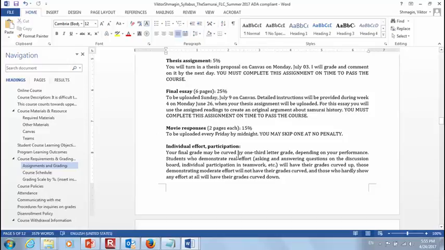Movie responses. You will have every week, as I said, a movie, and we're going to use these movies as real sources on our present day engagement with samurai culture. So, please upload these every Friday by midnight, the same as your teamwork assignment. So you may want to be judicious with when you do this. You may skip one at no penalty, and then you really have to complete all of the others in order to pass the course.